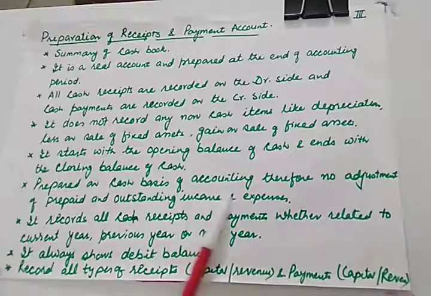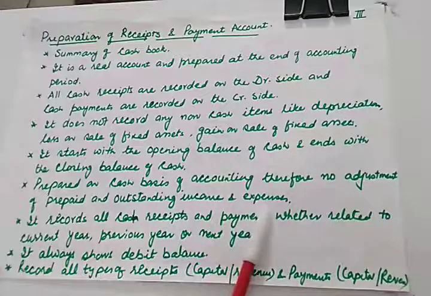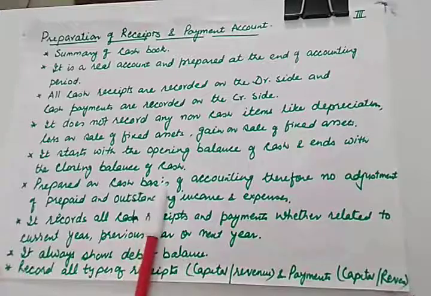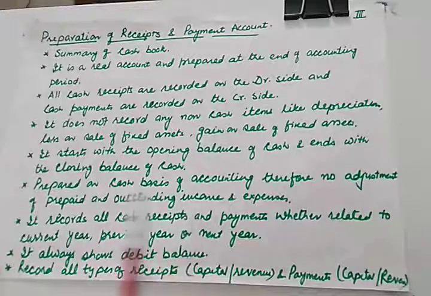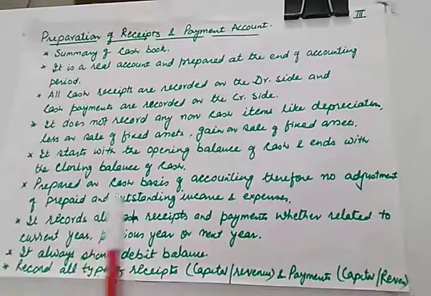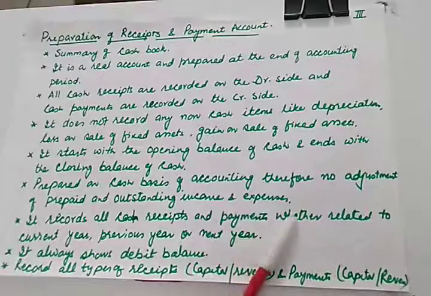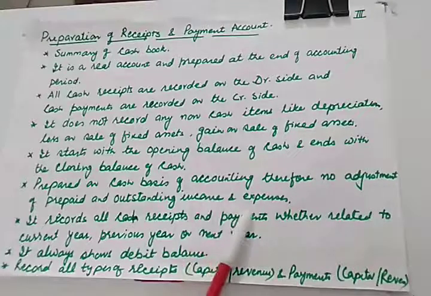Prepared on cash basis of accounting, therefore no adjustment for prepaid and outstanding income and expenses, because it is based on cash basis of accounting. So we don't have to make any adjustment relating to prepaid expenses or outstanding expenses. Likewise, pre-earned income, or you can say unearned income, and accrued income. So these adjustments are not required because we are making this receipt and payment on cash basis of accounting.